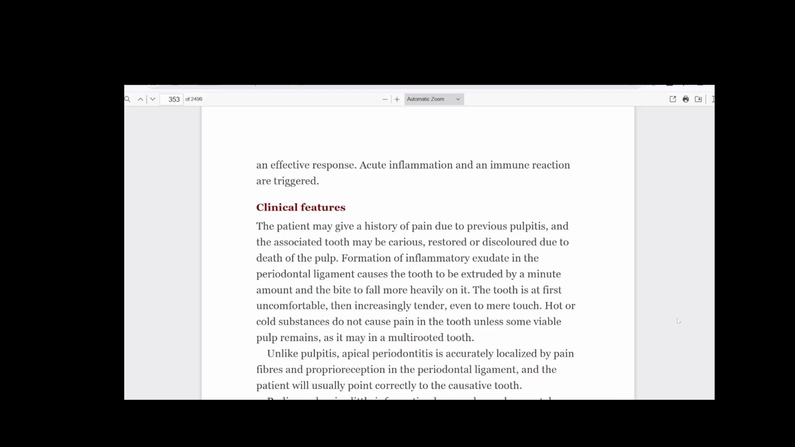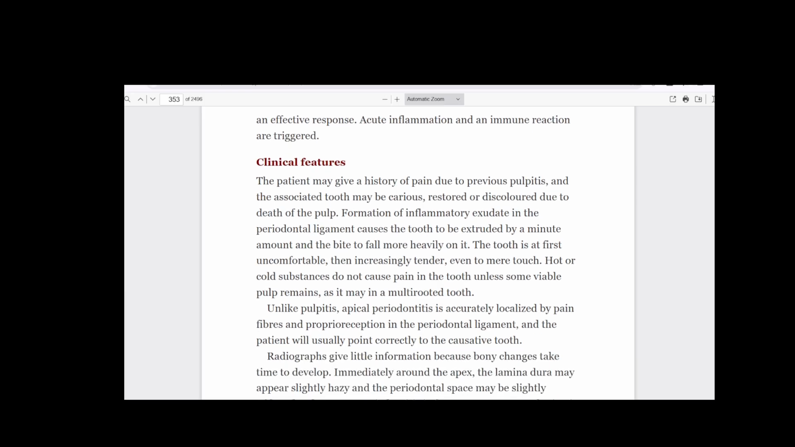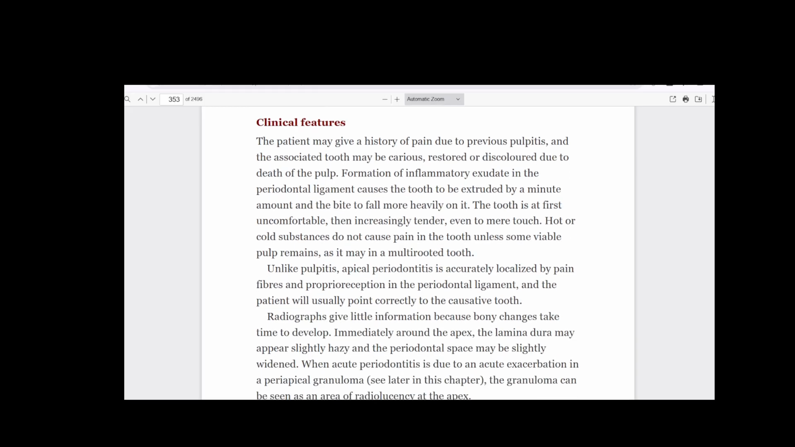restored or discolored due to death of the pulp. Formation of inflammatory exudate in the periodontal ligament causes the tooth to be extruded by a minute amount and the bite to fall more heavily on it.